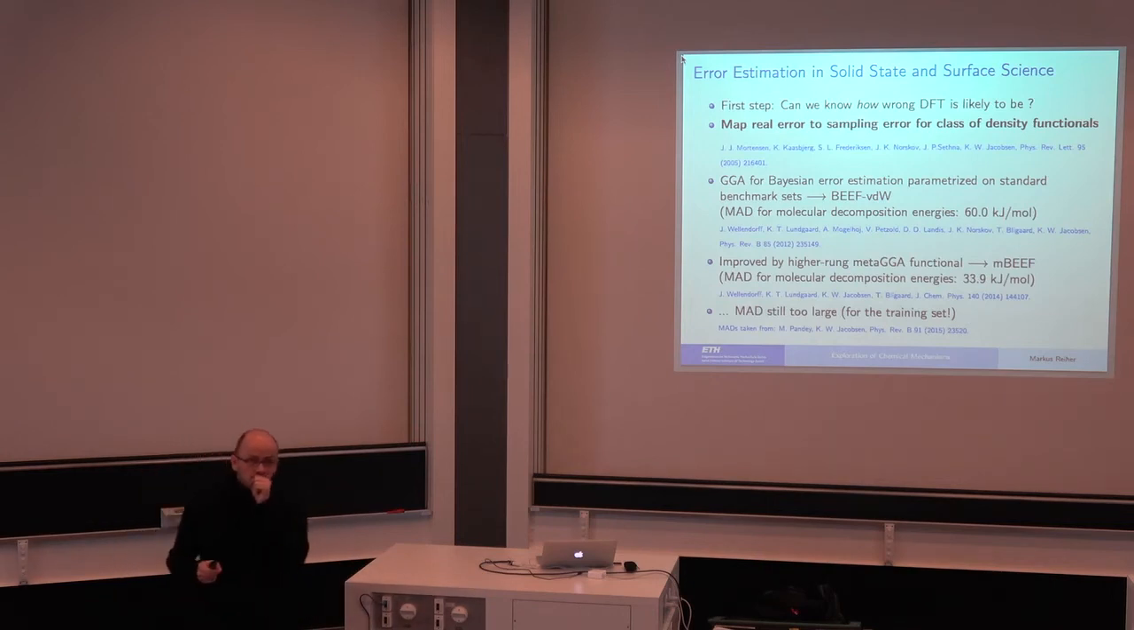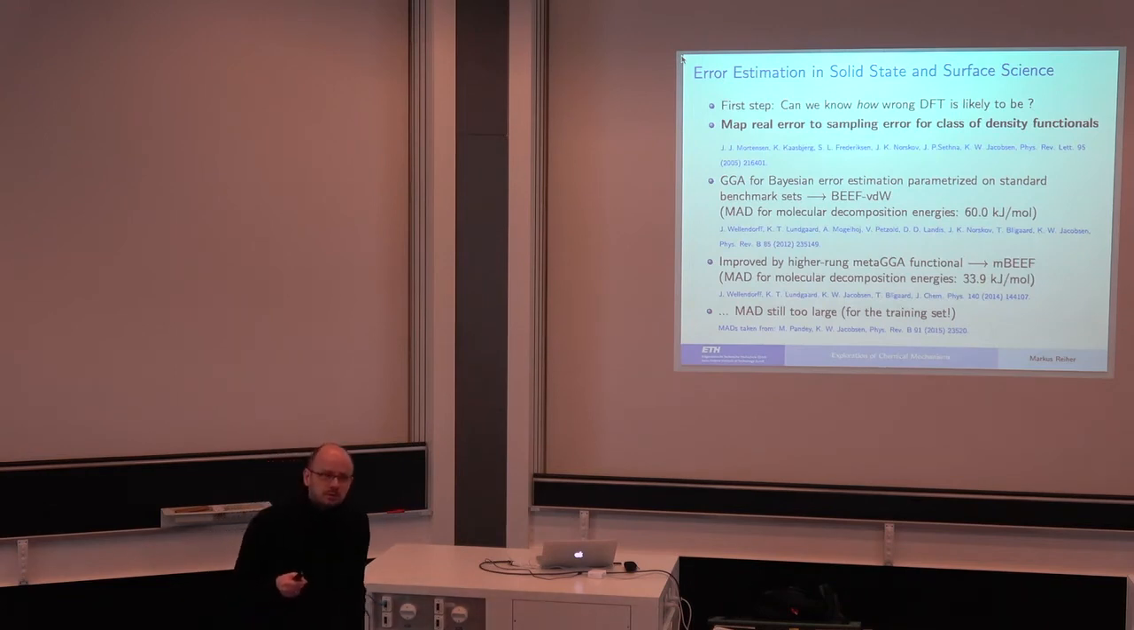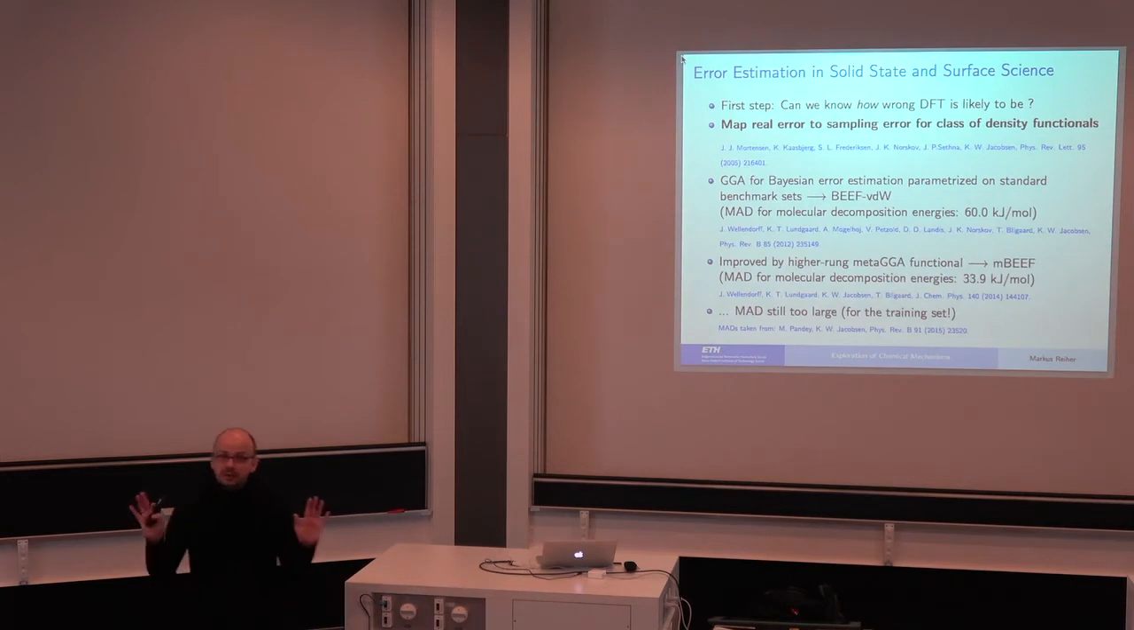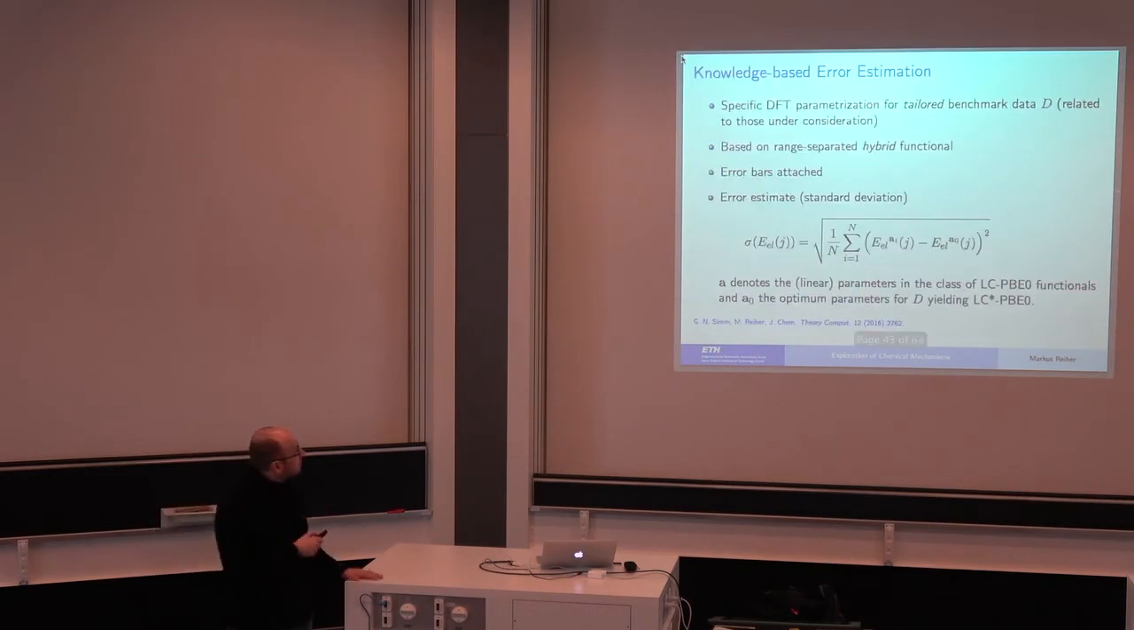I think it's more expensive and you don't gain much in accuracy. So for our purposes, kinetic modeling, these mean absolute deviations, and this is for the training set, right? They're just too large. So what we thought that we should do is something that DFT people would say you should never do. We do parameterization for a tailored benchmark set.